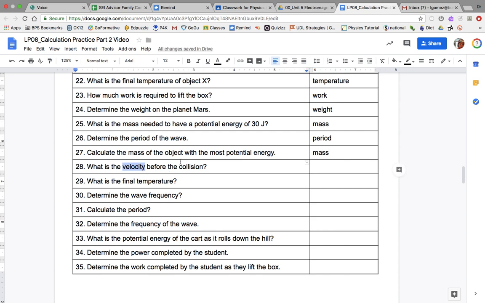28, what is the velocity before the collision? 29, what is the final temperature? 30, what is the wave frequency? 31, what is the period? 32, what is the frequency of the wave? Determine the frequency of the wave. 33, potential energy. So what is the potential energy of the car? And 34, determine the power completed by the student. And 35, determine the work completed.